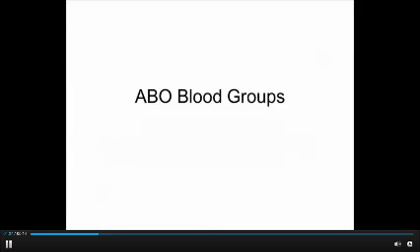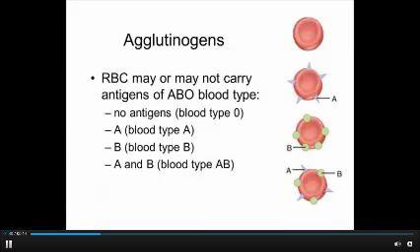Let's talk a little bit about the ABO blood groups first. In general, humans generate two different types of antigens of this particular type: A antigen or agglutinogen and B antigen. So individuals may have none of them, this is blood type O, may only have A antigen, this is blood type A, may only have B antigen, this is blood type B, and may have both A and B, and this is blood type AB.